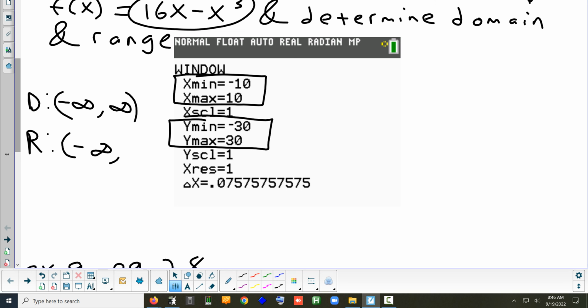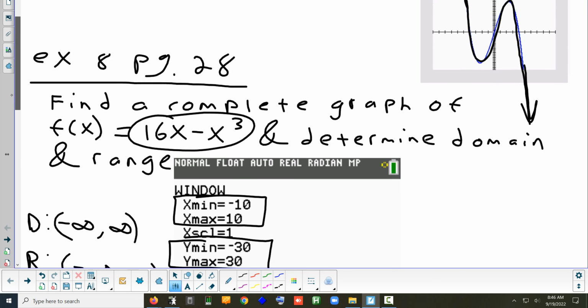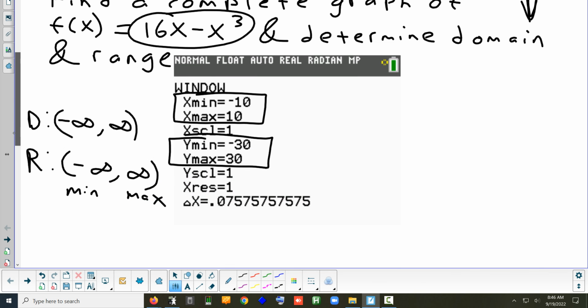Negative infinity to infinity. Now that's not a coordinate. Remember, that's an interval. This is the low value, and this is, or I'll say it like this, I'll do it like a calculator does. This is the min. This is the max. And parenthesis means don't include it. We always put a parenthesis on infinity because you can't reach it. Okay. Any questions on finding a complete graph or the domain and range?